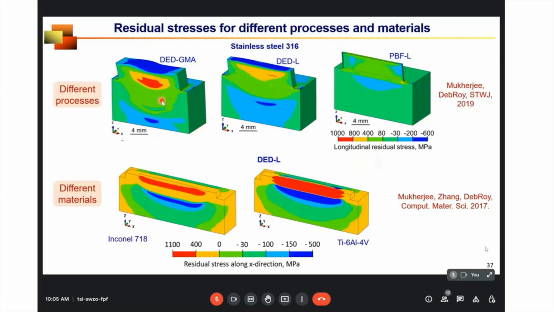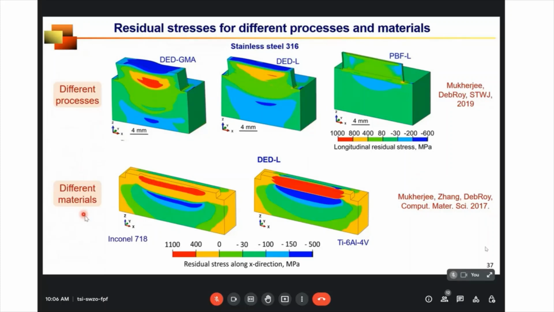Residual stresses also vary significantly for the same alloy if we take different processes. For example, for powder bed, since we deposit a very thin layer, the stress accumulation is quite less. But in contrast, for gas metal arc-based process, where we deposit a lot of material, which accumulates higher residual stress, as you can compare here, for the same material.